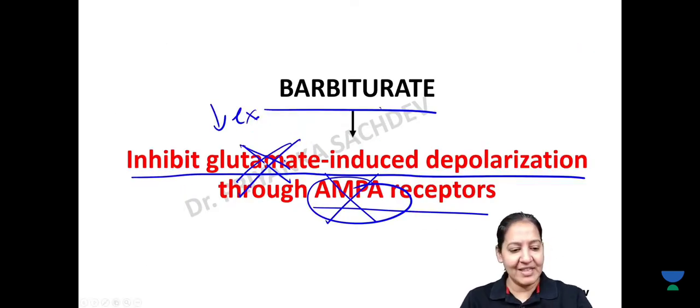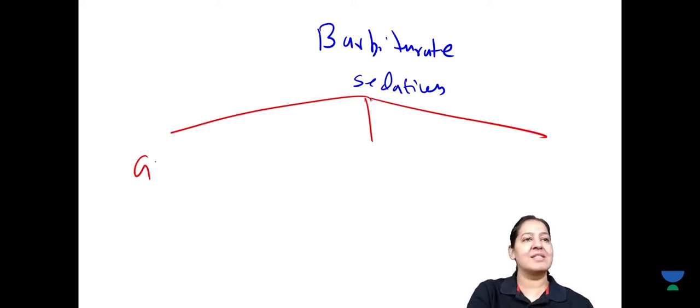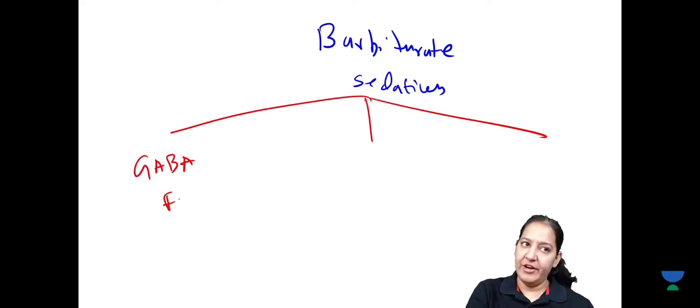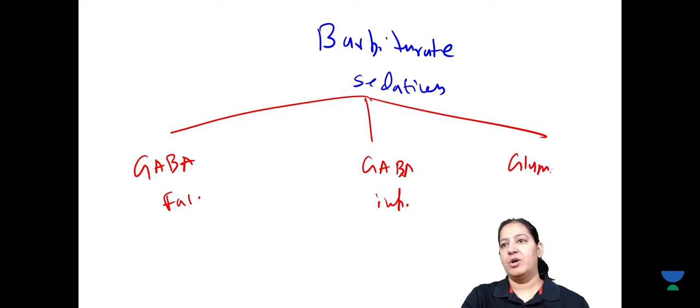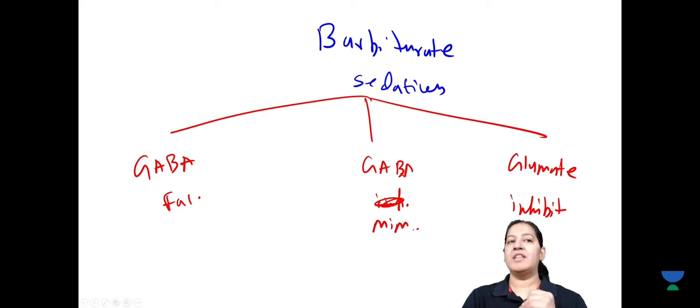So ultimately the summary is that barbiturates are sedatives. These are sedatives and hypnotics. They show mechanism of action by three actions. These are the three actions. The first is GABA facilitatory action. The second is GABA mimicry action. And third is glutamate inhibition. Right? Give me a thumbs up. So what are the three actions?